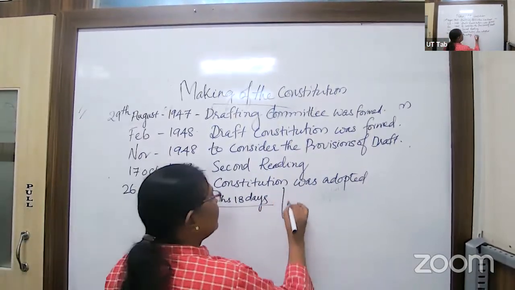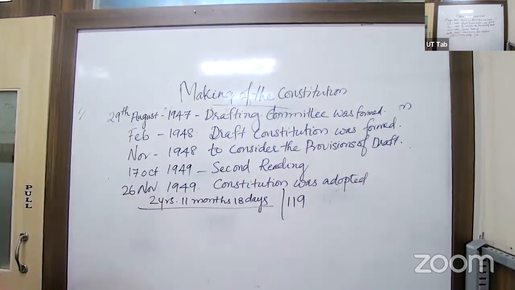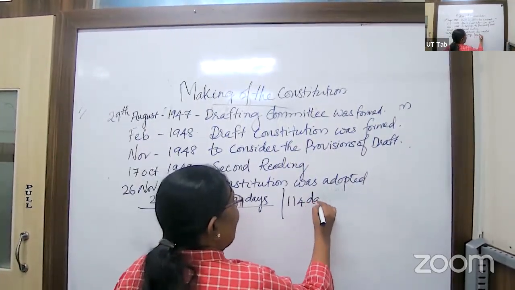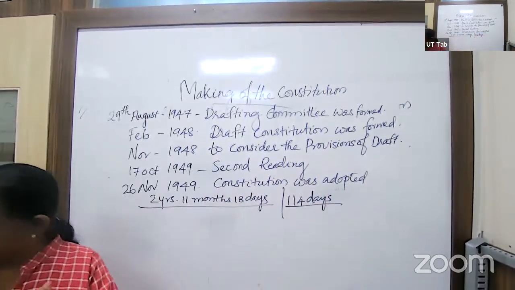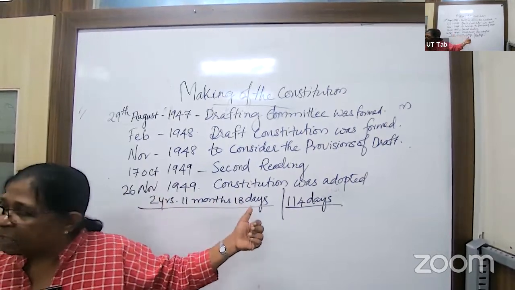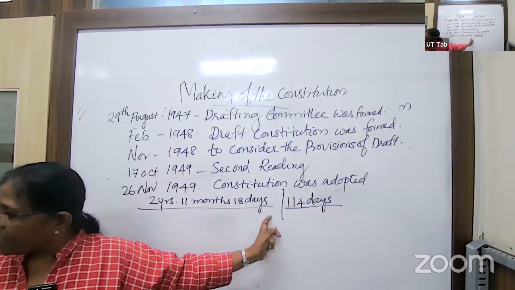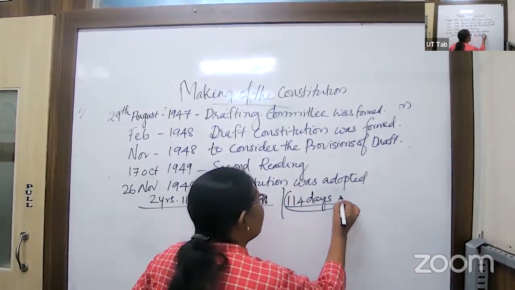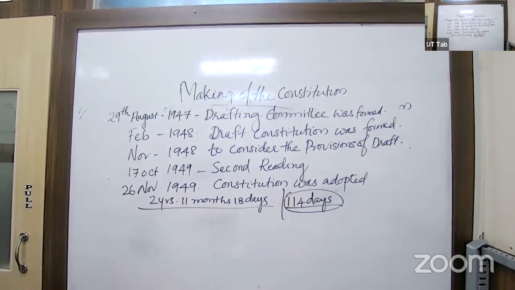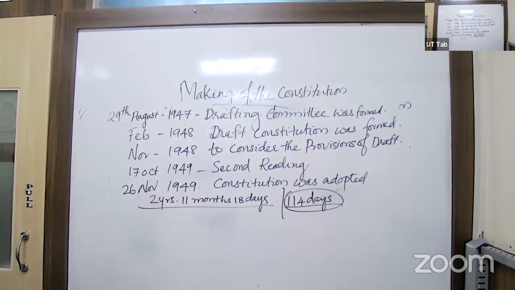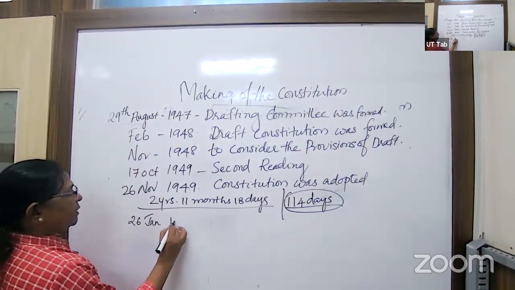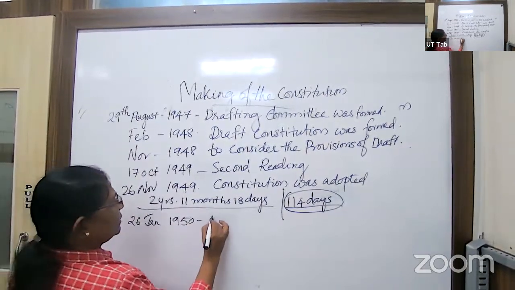So actually, this was held for 114 days. Yes. Actual work means from framing to completion of the constitution, it was 2 years, 11 months and 18 days. But the actual work, this one was 114 days. Yes, ma'am. Is it clear? Yes, ma'am. The assembly adopted the constitution on 26 November 1949, but it came into effect on January 26, 1950. There was a reason for it. I'll tell you.